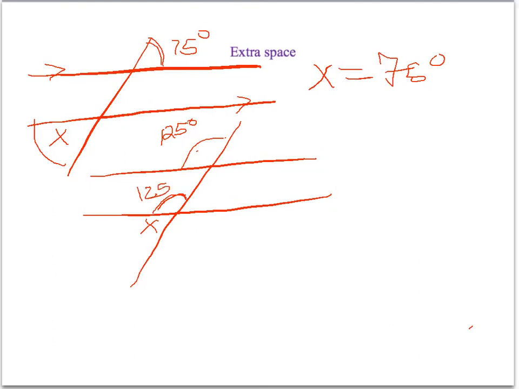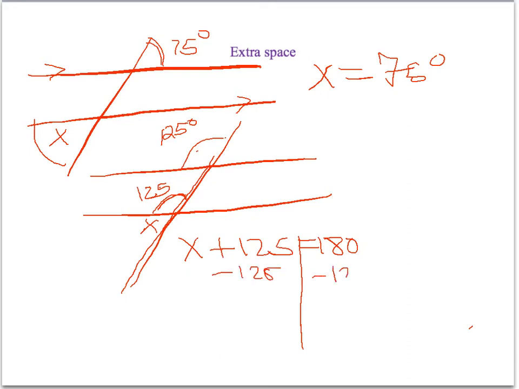Looking at this, it looks like this angle X and the 125 angle form a linear pair. So a linear pair, when I add them together, I get 180 degrees. So it'd be X plus 125 equals 180. I subtract 125 from both sides, and it turns out that X equals 55 degrees. Okay.